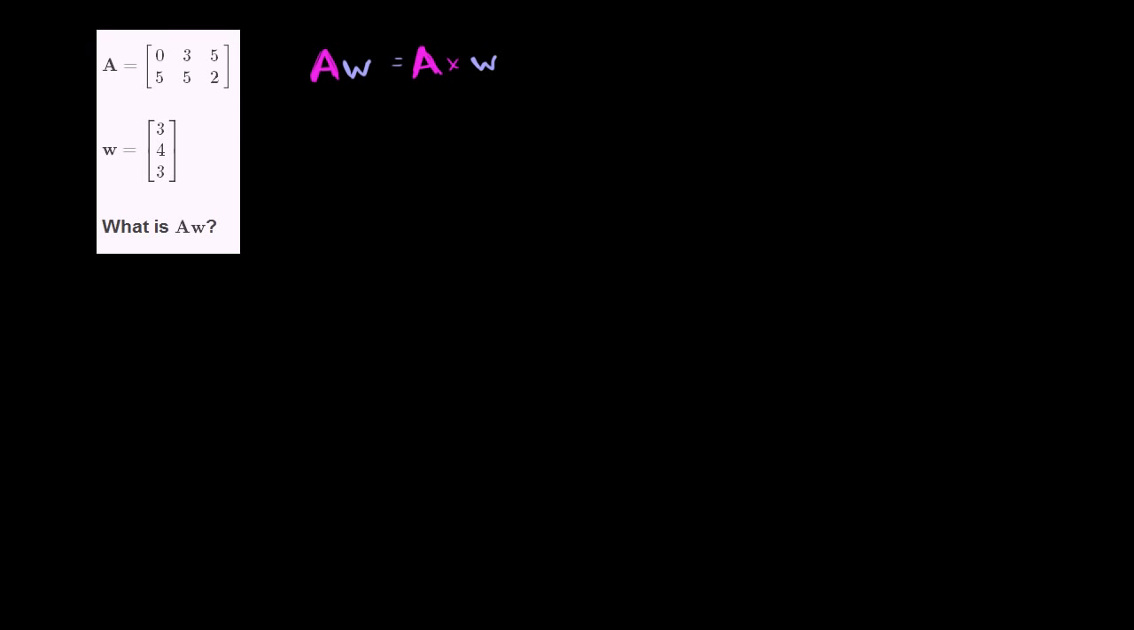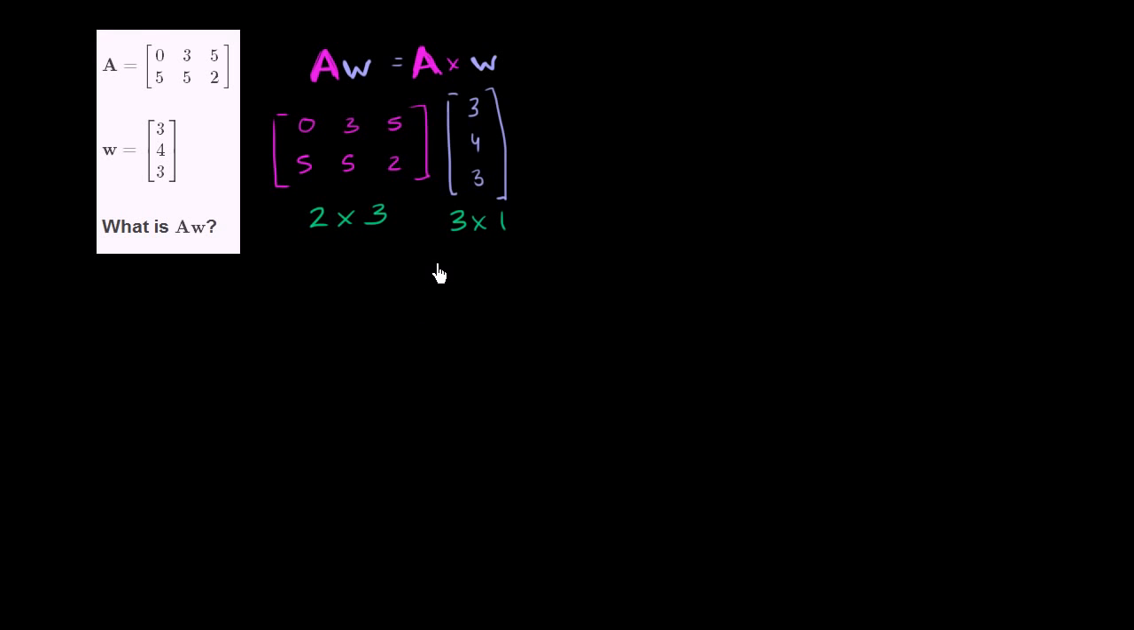This is matrix A, so A is 0, 3, 5, 5, 5, 2 times vector W. W is the vector 3, 4, 3. So we have a matrix with 2 rows and 3 columns. So it is a 2 by 3 matrix times a vector, and this is a column vector. It is 3 rows and 1 column. So you could view this as a 3 by 1 matrix.